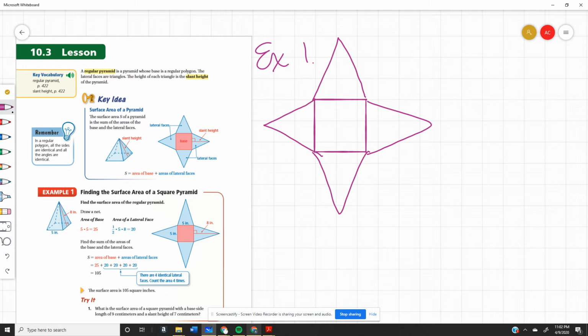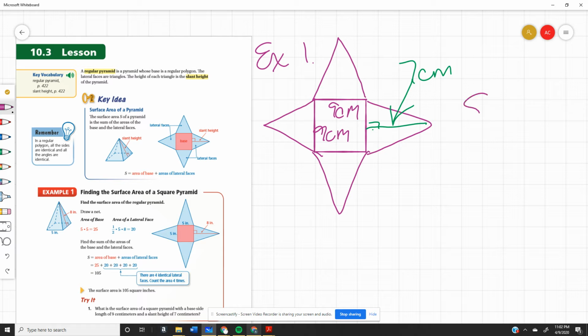And this one says that the base side length is 9 centimeters. So that means all 4 sides, because this is a square, are 9 centimeters. And it says it has a slant height, which is right here, of 7 centimeters. Okay? So the first thing I'm going to do is find the area of the base.